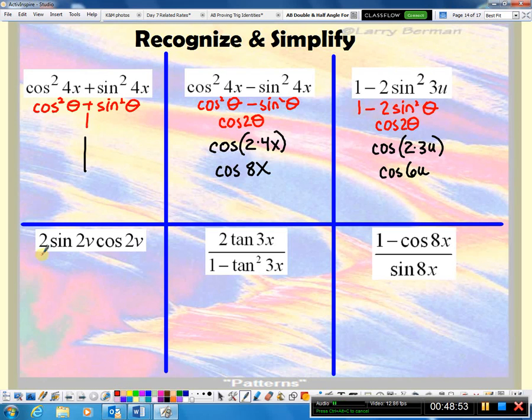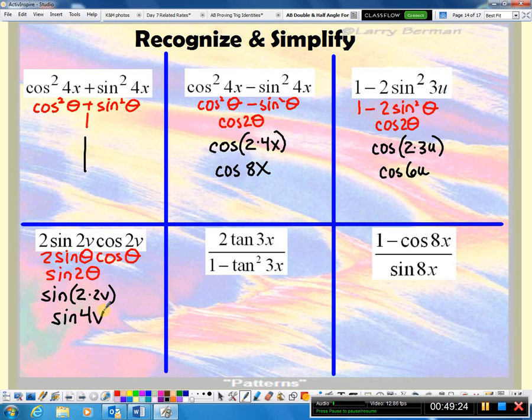The format I've got here is 2 sine theta, cosine theta. Do you recognize that? To me, this is one of the easier ones. It's sine of 2 theta. So I need to simplify what I was given to sine of 2 theta. Well, what's in place of theta? You see the 2v and the theta are in the same position. So it's not sine 2 theta, it's sine of 2 times 2v, which is the sine of 4v.